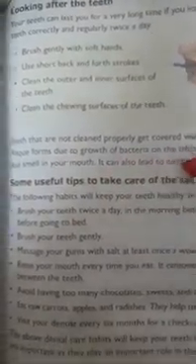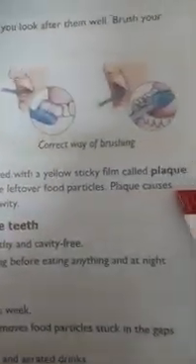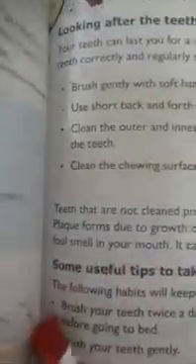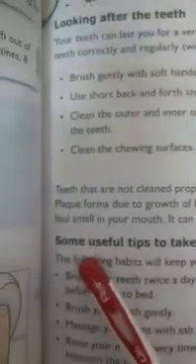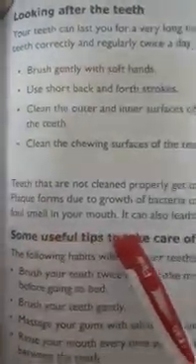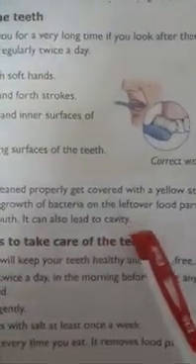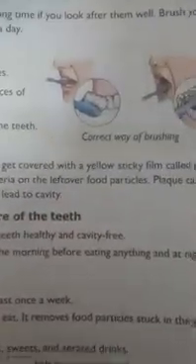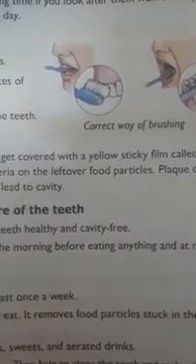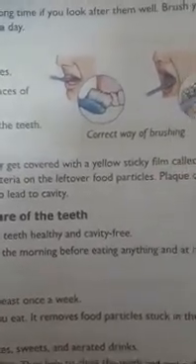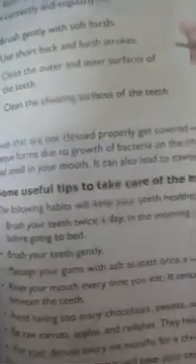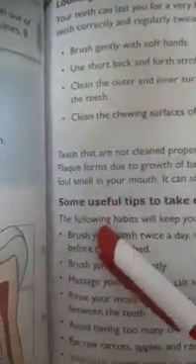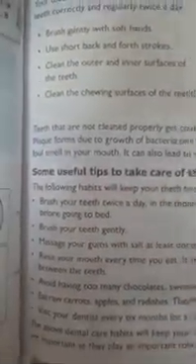Teeth that are not cleaned properly get covered with a yellow sticky film called plaque. Plaque forms due to growth of bacteria on the leftover food particles. Plaque causes a foul smell, meaning a bad smell in your mouth. It can also lead to cavities. So we should clean our teeth properly, and we should not allow any food particles to get stuck between the teeth or form a yellow sticky layer. We should prevent it.